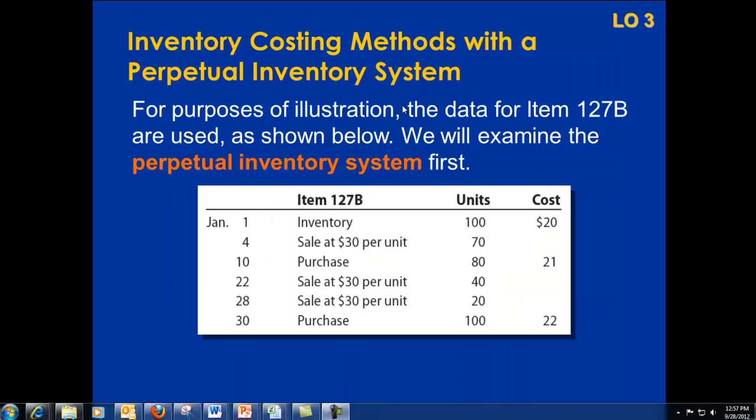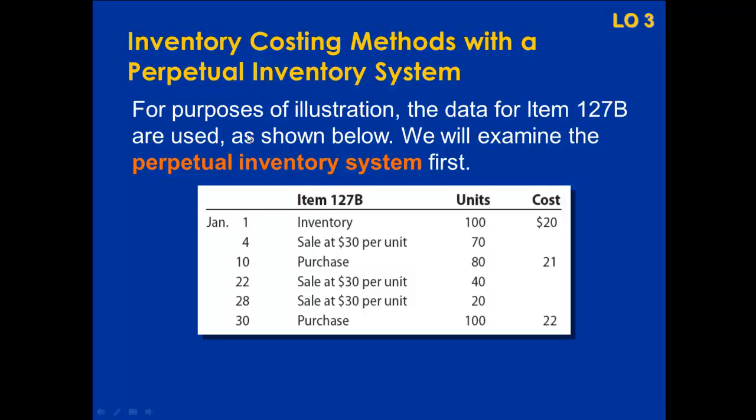Okay, so let's take a look now. It says inventory costing methods with a perpetual inventory system. For purposes of illustration, the data for item 127B are used as shown below. We'll examine the perpetual inventory system first. So these are all the exact same units of inventory.